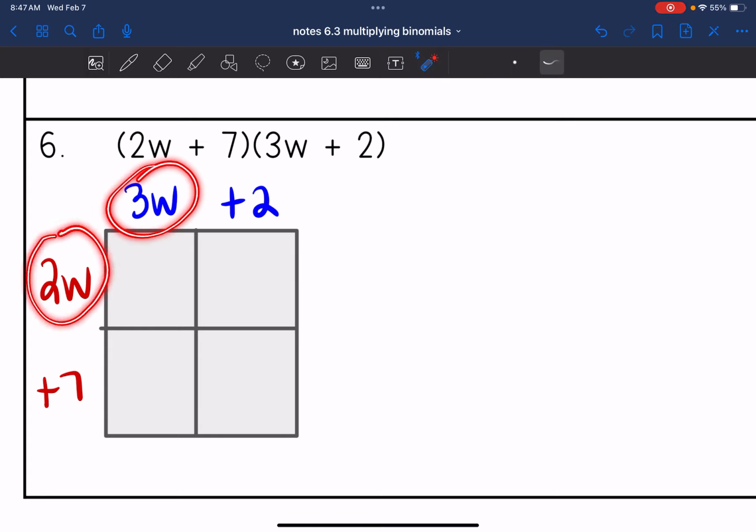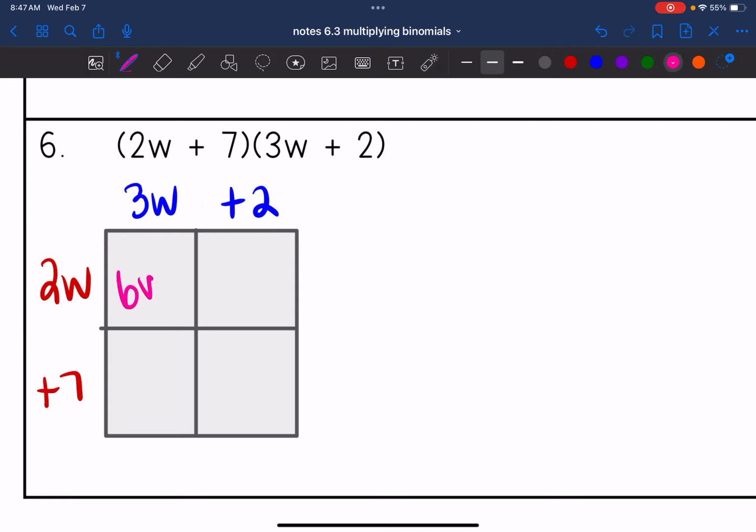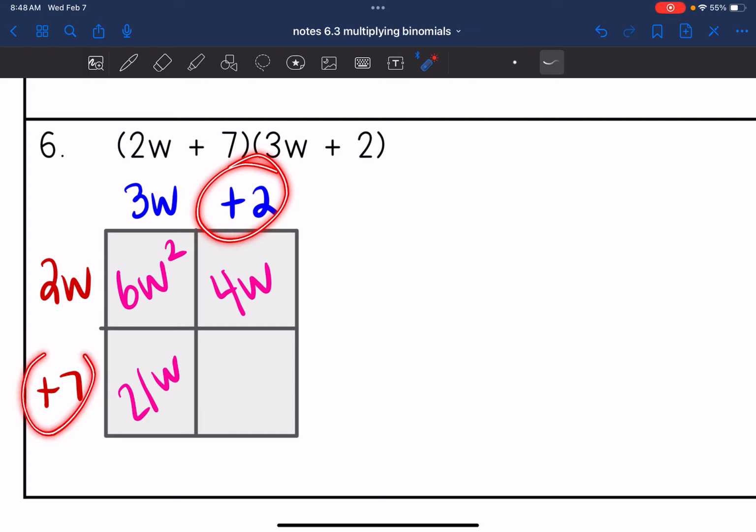3w times 2w. Well, I know that 3 times 2 is 6, and then w times w is w squared, so 6w squared. Then this square here, 2 times 2w is 4w. Bottom row, 3w times 7 is 21w. And last square, 2 times 7 is 14.